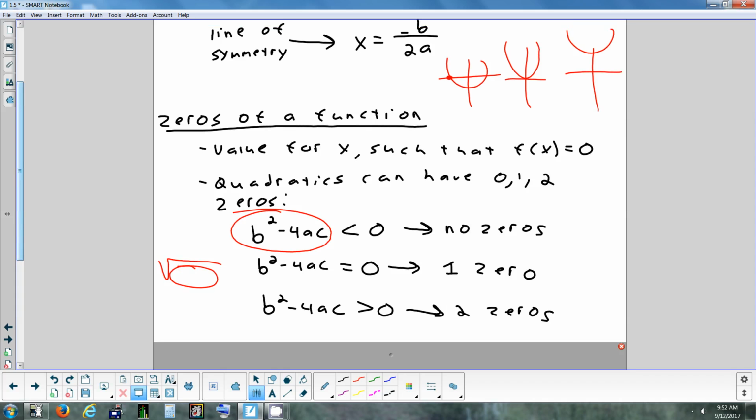So if the b squared minus 4ac comes out less than 0, think about what would happen in the quadratic formula. You'd be taking the square root of a negative. Can't do that. If b squared minus 4ac came out to exactly 0, you'd be taking the square root of 0, which has one answer. If b squared minus 4ac came out positive, like let's say an easy number, 9, when you take the square root of it, there's two answers, positive 3, negative 3. So this formula will quickly tell you how many times a graph crosses the x-axis.